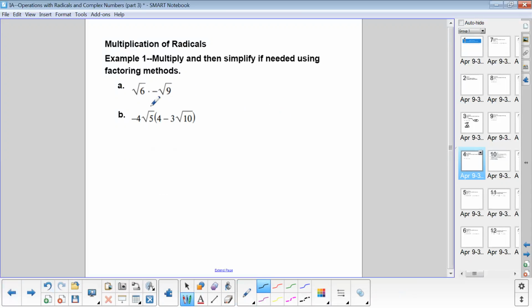Second problem is using distributive property. So the -4 times the square root of 5 times 4 would be -16 square roots of 5 minus, and then we look at -4 and -3, so that would be a +12 times the square root of 50. And we always want to think, how can I simplify? Square root of 5, the 5 radicand is prime, so I can't find another factor, so that will stay the same. And then square root of 50 would be 25 times the square root of 2, and don't forget the 12.